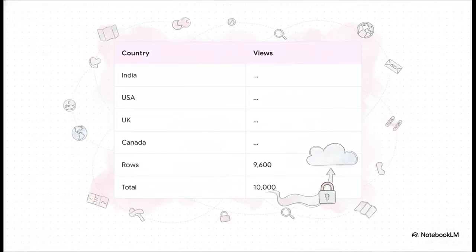Well, here's the answer. Say your total views are 10,000, but when you manually add up the specific views from India, the USA, the UK, and Canada, what we call the sum of the rows, it only equals 9,600. So again, where are those other 400?